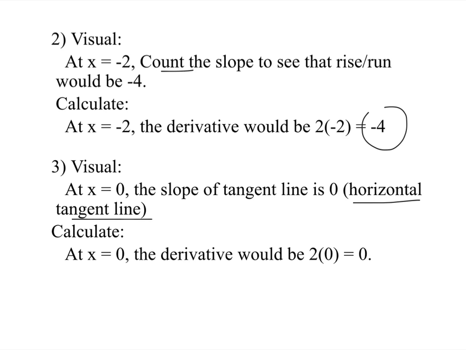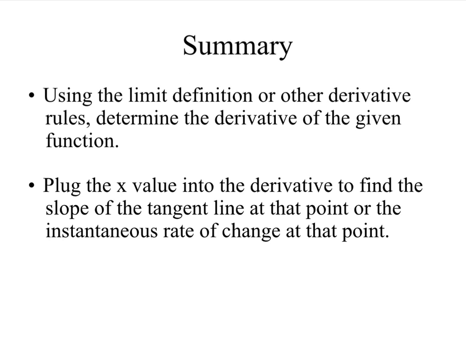The horizontal line told us the slope of the tangent line was 0. But if we plug it into the derivative 2x, where f of x equals 2x, then plug in a 0 for x, we found out again that it's the same thing we get when we count. The point is, if we use the limit definition or other derivative rules, we can find the value of the derivative at a given function by plugging the x value into that equation of a derivative that we got to find the slope of the tangent line or the instantaneous rate of change at that point.